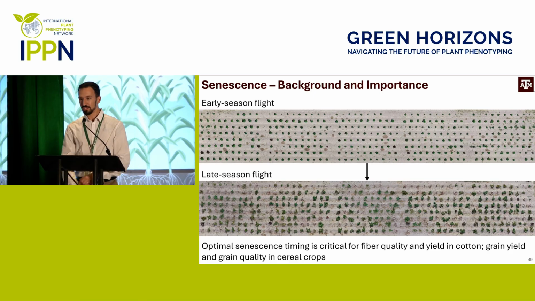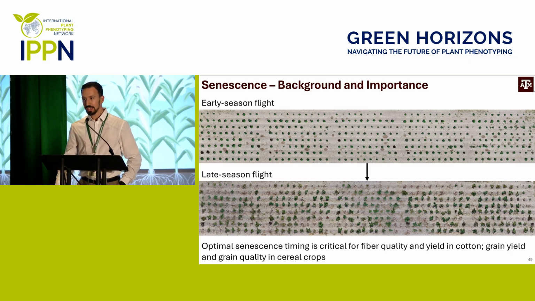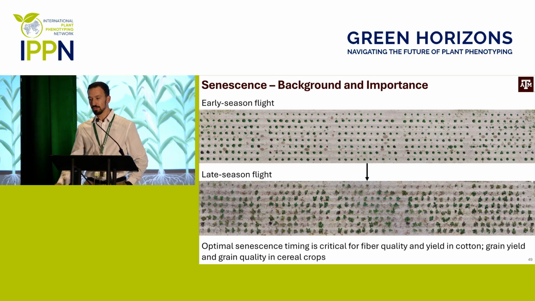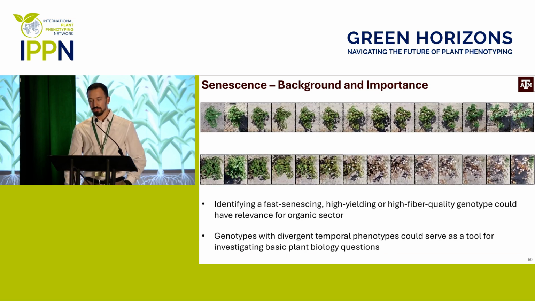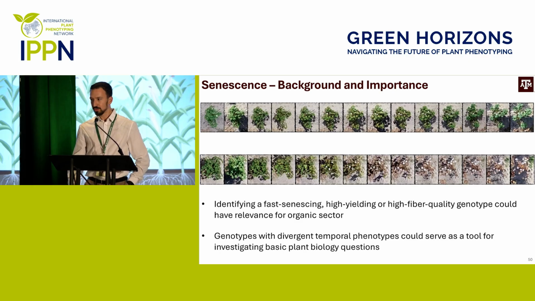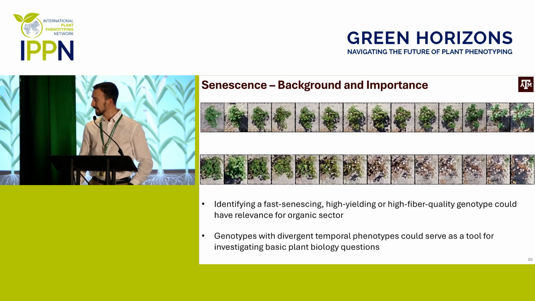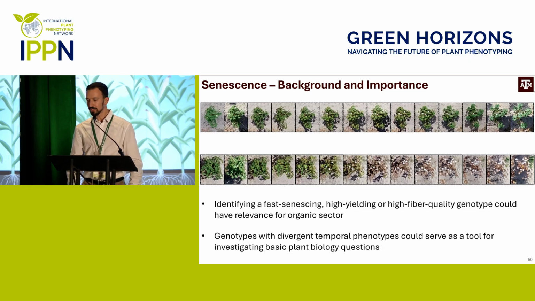So senescence is a term that describes the orderly deterioration of biological function, and in a crop like cotton, it's particularly important for fiber quality and yield, and in cereal crops, it's arguably even more important for grain quality. The identification of a fast senescing genotype in cotton could have relevance for the organic sector in particular, where defoliant usage is discouraged or not allowed. And identifying one with divergent temporal phenotypes could also enable us to ask more basic biological questions, such as the molecular genetic basis of senescence differences between genotypes.